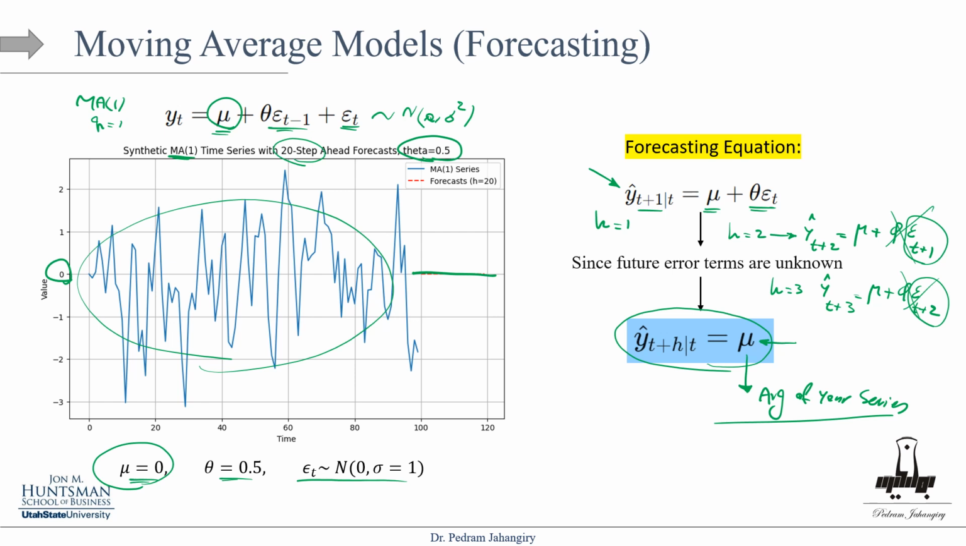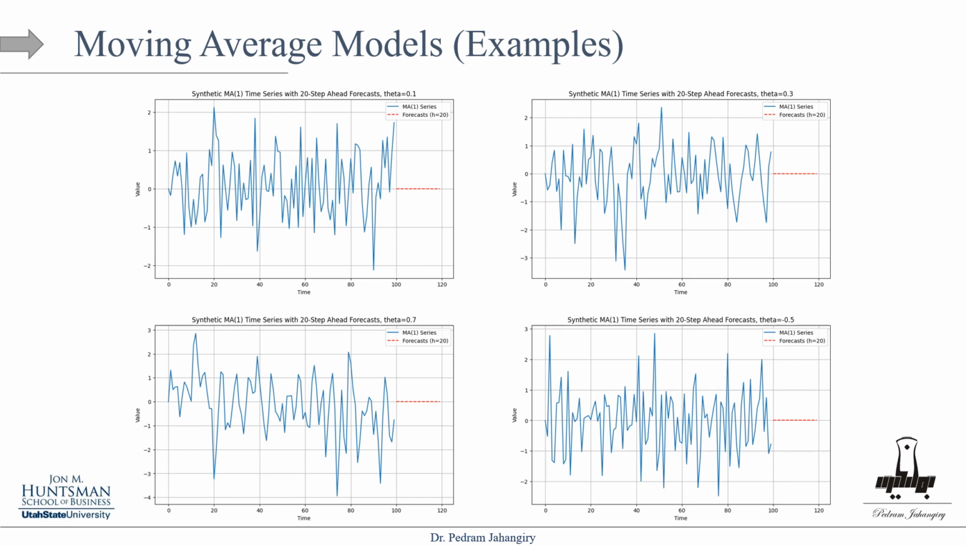Okay, so this is simulated data for the MA1 process and for different values of theta, right? So look at that. This is how the process is going to look like if theta is equal to 0.1. And for all these models, mu is equal to 0, so that's why your long-term average is always 0, right? And then if I increase theta, look at that: theta is equal to 0.3, theta is equal to 0.7, theta is equal to 0.5.